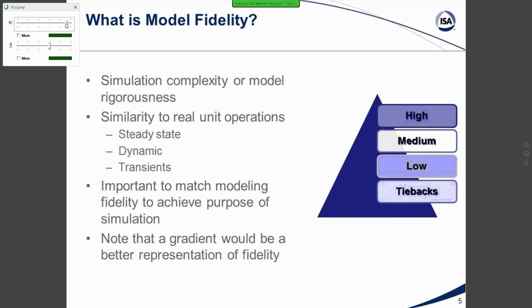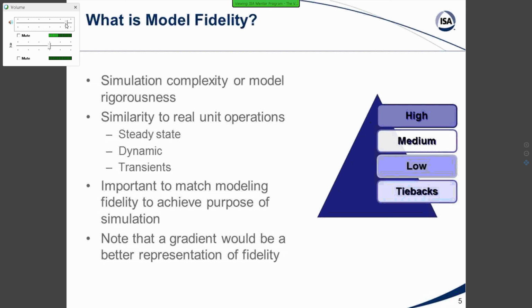So a lot of times this is more of a gradient than it is a discrete simulation fidelity. And the other piece of this is making sure that the model fidelity you choose matches what your purpose for this simulation is. Part of that is a time investment: how much time you're going to invest versus the value you're going to get a return on it, and making sure you're not trying to invest too little time into getting a simulation where it doesn't achieve what you're trying to use it for.